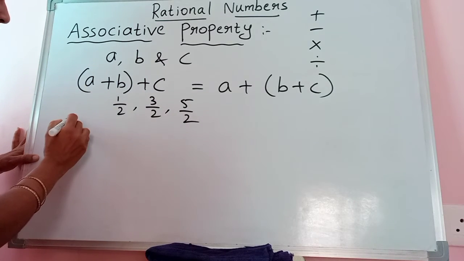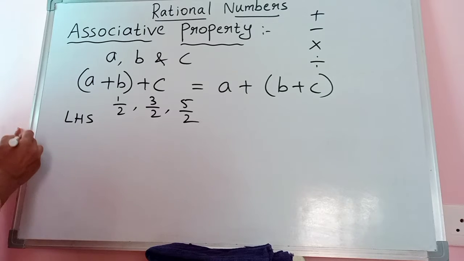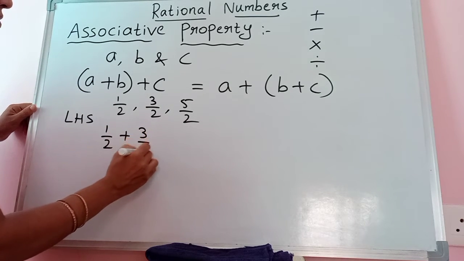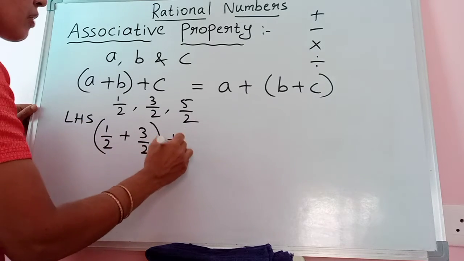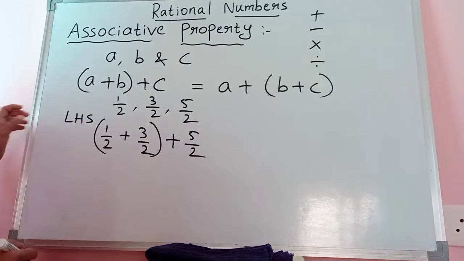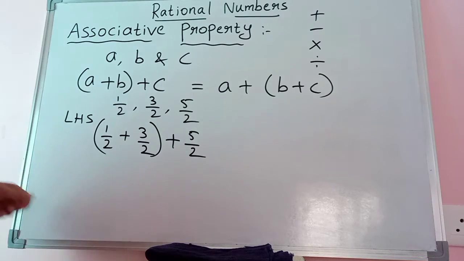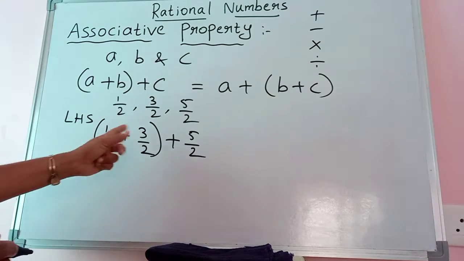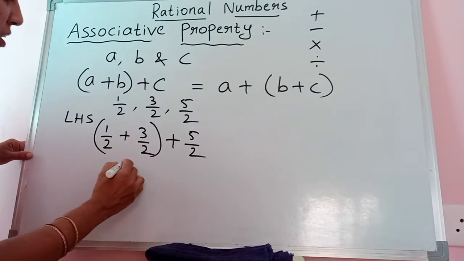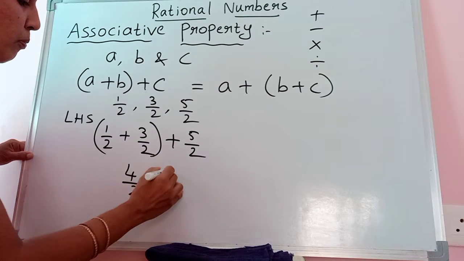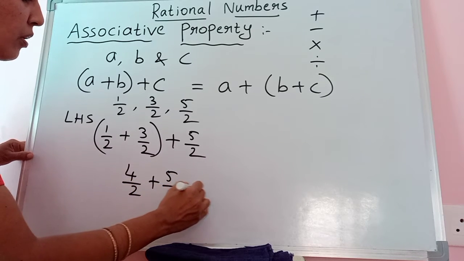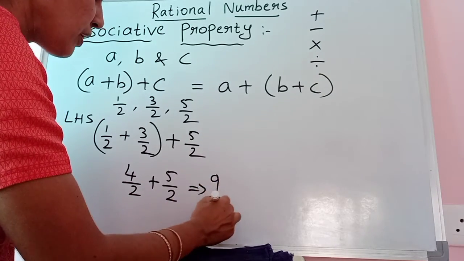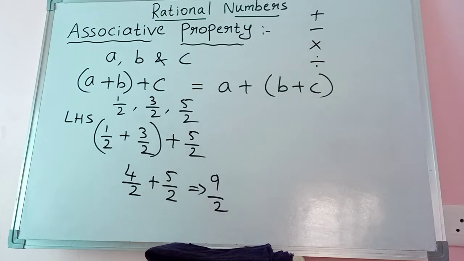Now first on the left hand side, I am finding its value. a is 1/2, so (1/2 + 3/2) + 5/2. First I am adding 1/2 and 3/2. Both are like fractions, so directly adding numerators, 1 plus 3 is 4/2. Then 4/2 plus 5/2. Again both are like fractions, adding numerators gives 9/2. The left hand side value is 9/2.